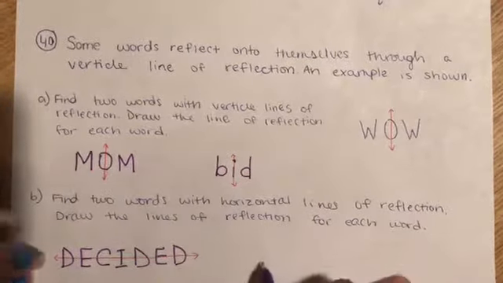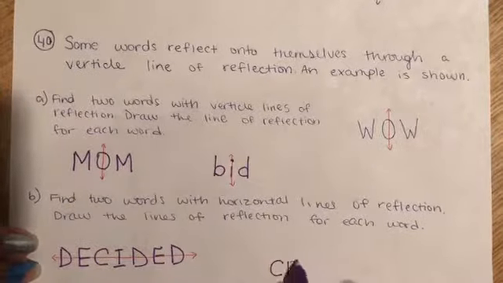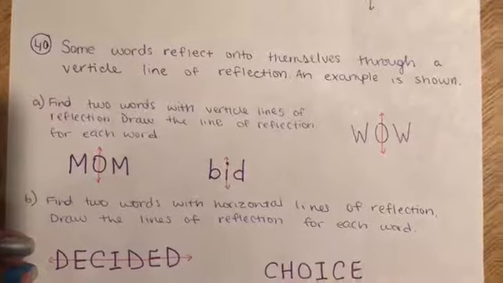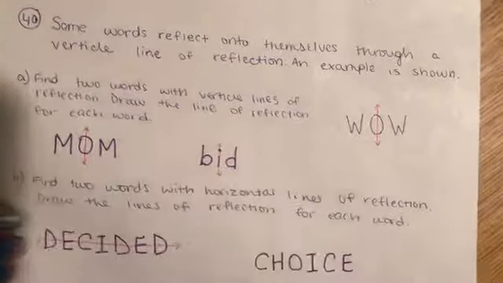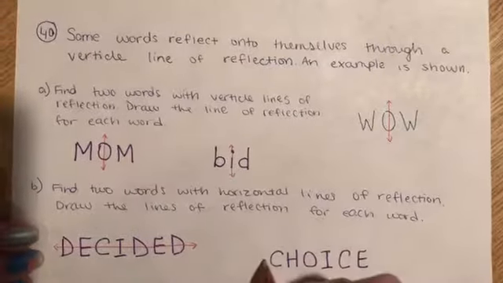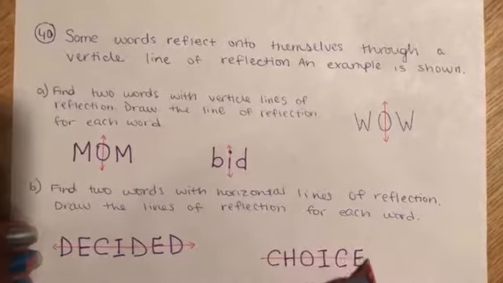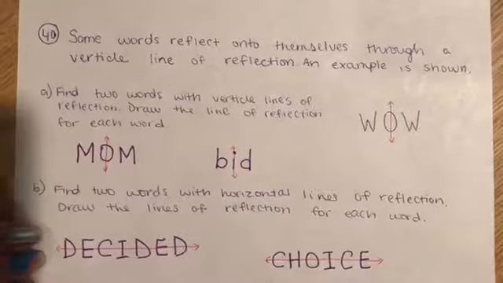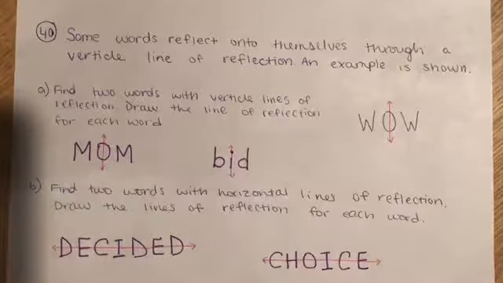And another word would be choice, where the horizontal line of reflection would be across the word choice. If you reflect it on the same thing, it would still be its own word, choice.